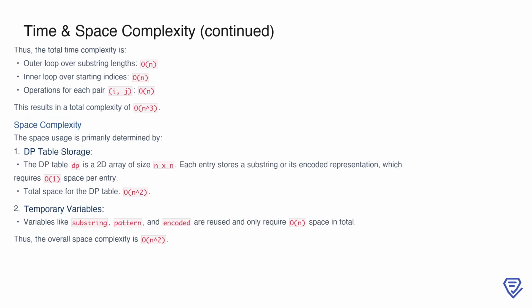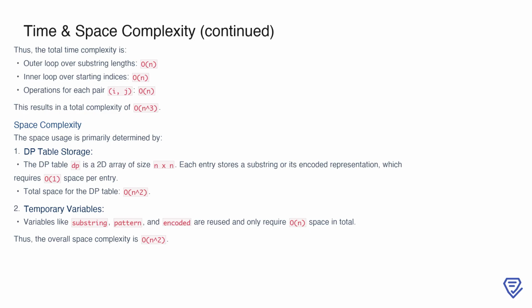To analyze the time complexity of our solution, we start by examining the three primary loops in the algorithm. The outermost loop iterates over possible substring lengths, ranging from 1 to n. Since each length is considered once, this loop contributes n iterations. Next, for each substring length, we use an inner loop to iterate over all possible start indices, ensuring that the substrings formed match the current length. The number of such iterations decreases as the length increases, but the total contribution from this loop across all lengths sums to approximately n squared.